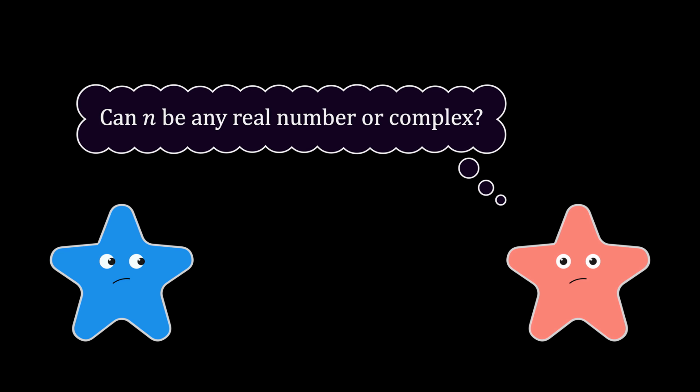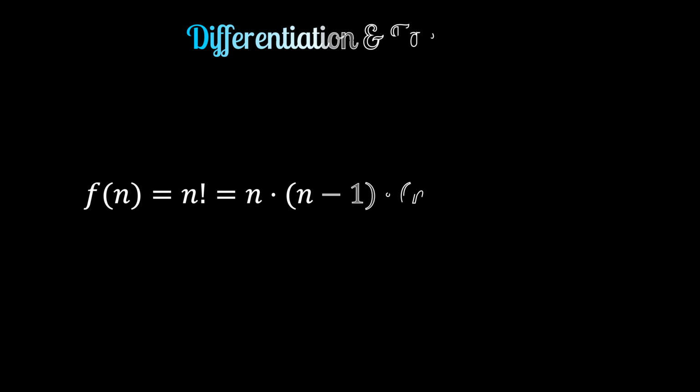For someone unfamiliar with such a continuous function, this idea might seem a little mysterious. But finding a formula for f of n that works for all real or complex n is a fascinating challenge. Let's revisit the factorial sequence to investigate further.